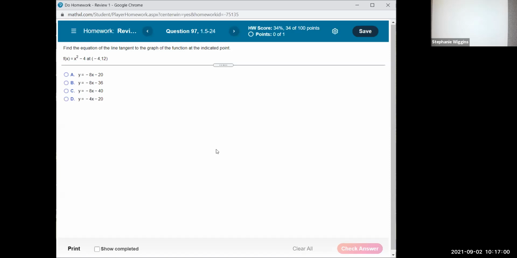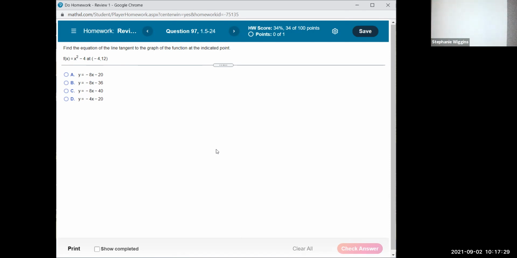All right, I did an example in my last period of this type of problem. I'll do another one because I always put a question like this on the test. There may even be 2 questions like this, where you have to find the equation of the line that's tangent to the graph at a given point. So here we have f of x is x squared minus 4, and the point is -4, 12.